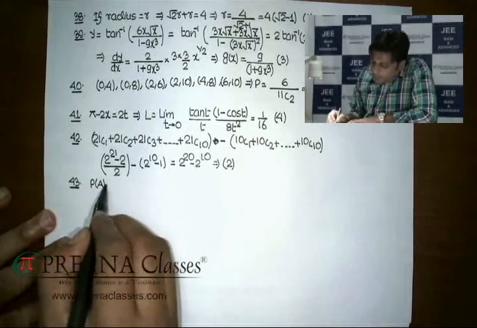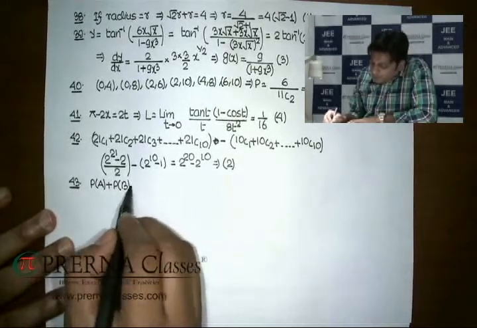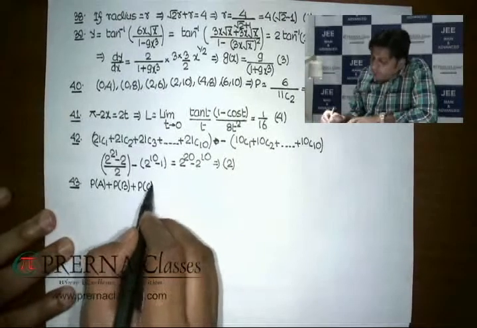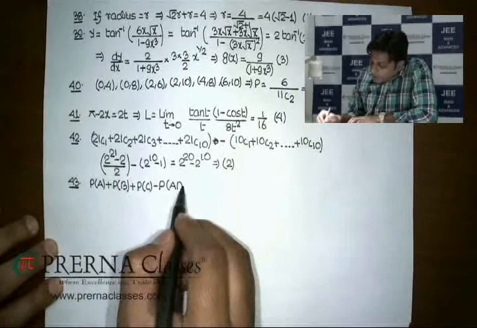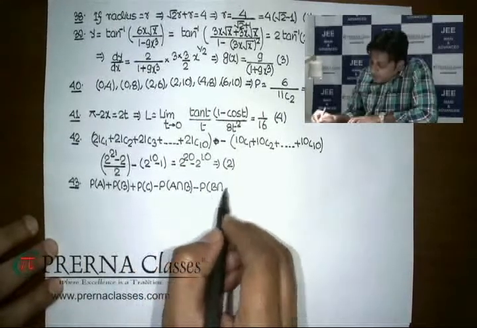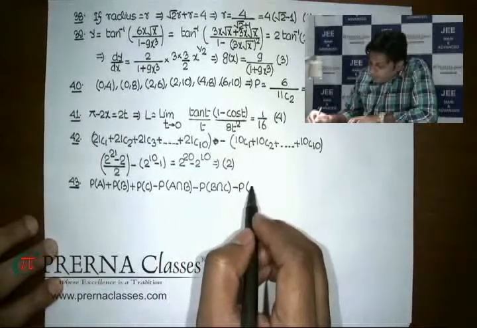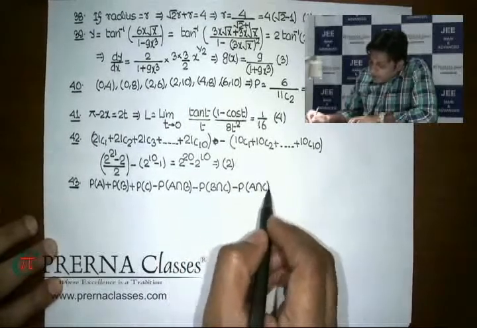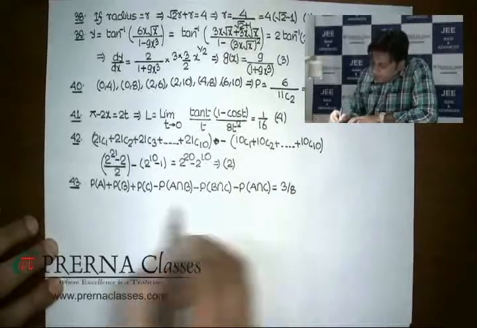we can compute that P of A plus P of B plus P of C minus P of A intersection B minus P of B intersection C minus P of A intersection C. This quantity matches half of 3 by 4, that is 3 by 8.